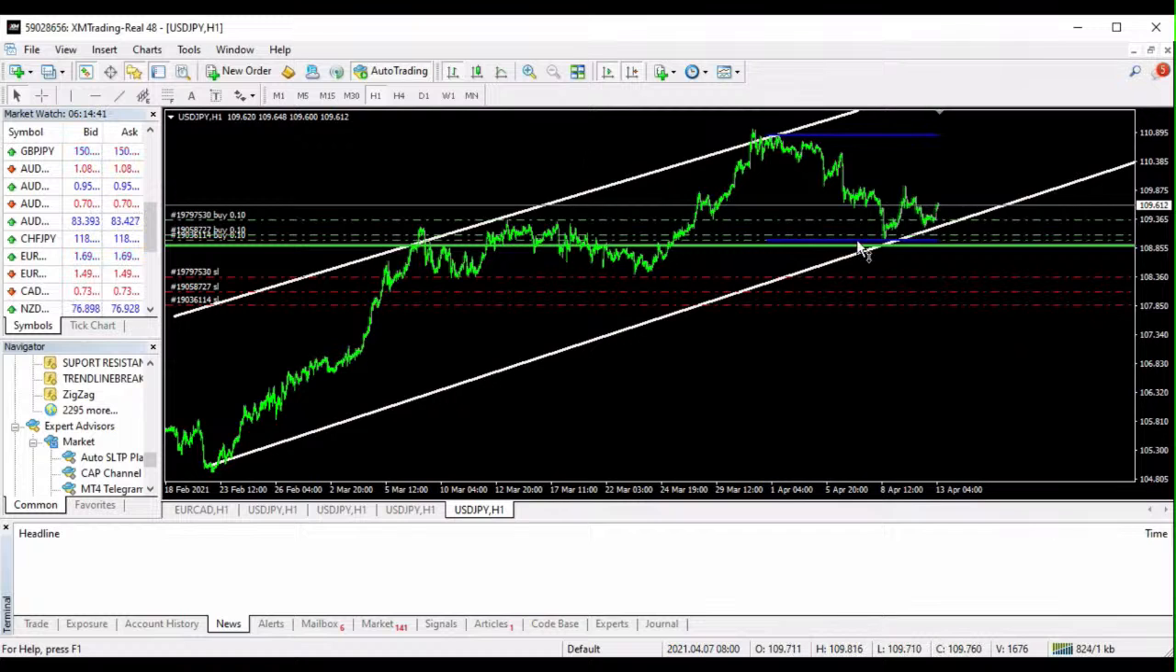The second way to use this support resistance, because I drew this line, this green line. You can see this green line I drew. What am I doing with it? I said, okay.